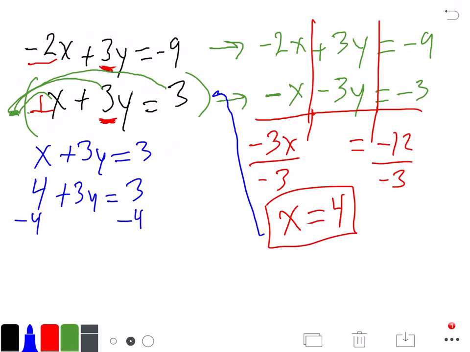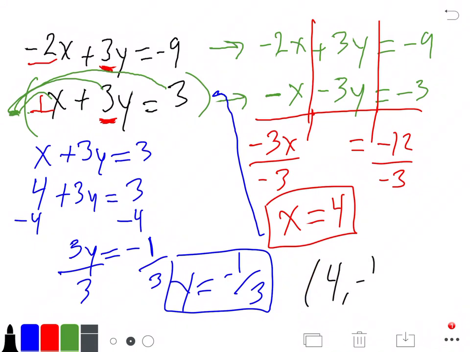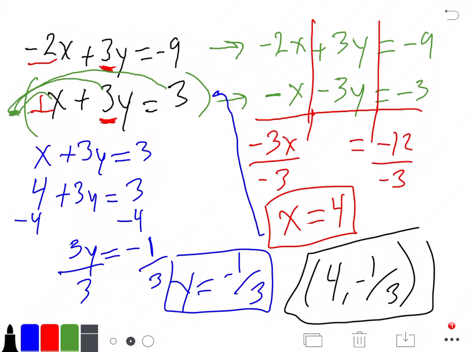Two-step equation, subtract 4 from each side. 3y equals -1. Divide by 3 to clear the multiplication. You now have y equals -1/3. And as always, do not forget to write your answer as an ordered pair.